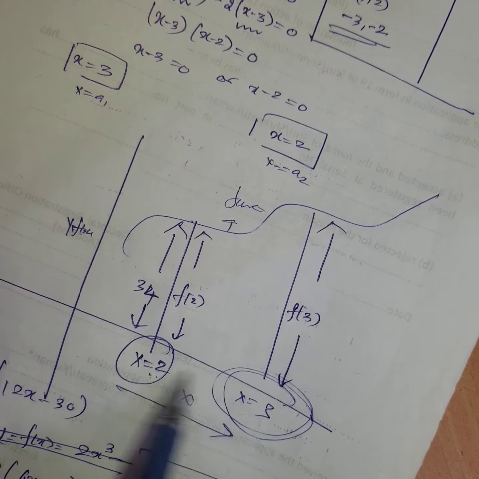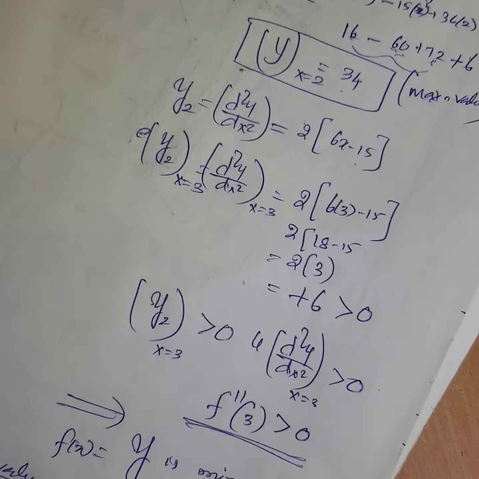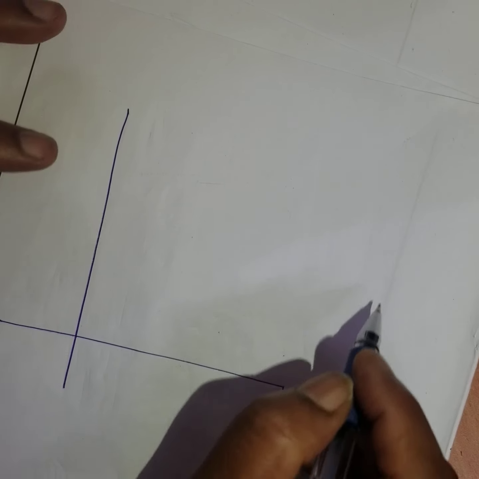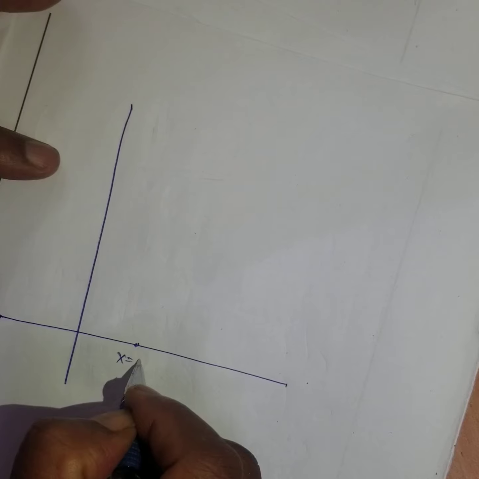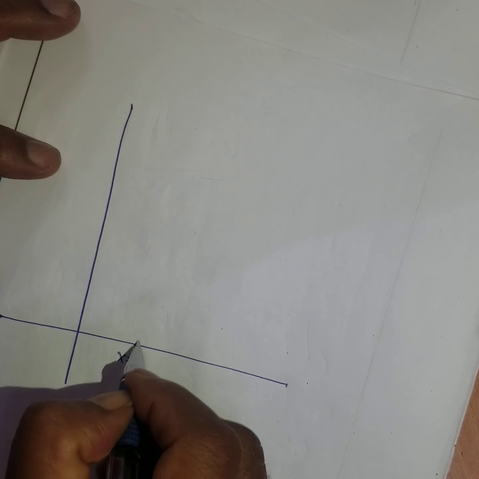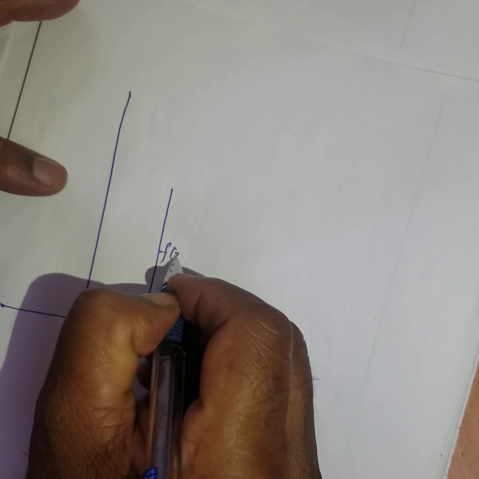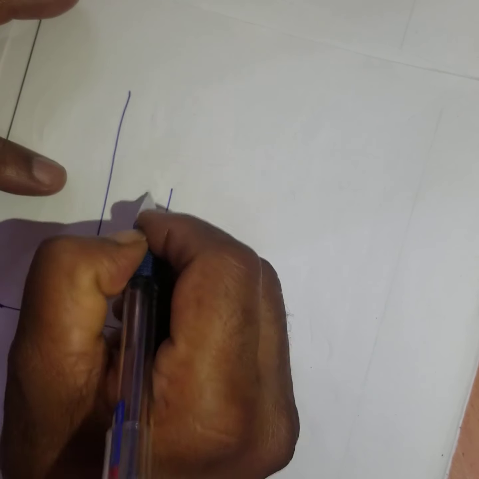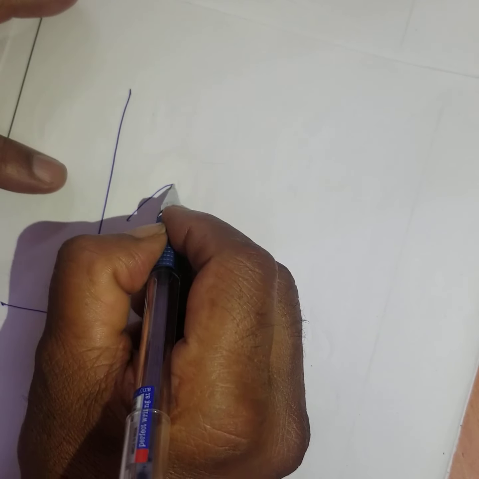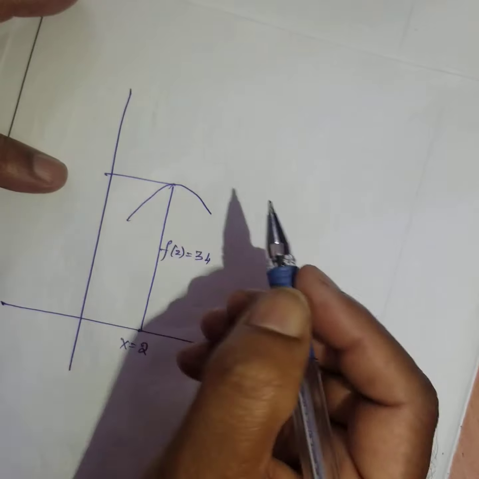Here what? 3, no? This is not the correct picture. Now we have to redraw the picture. When x equals 2, what is the pillar height? Function of 2 is equal to 34. The curve is like this. Then what? This is 34.